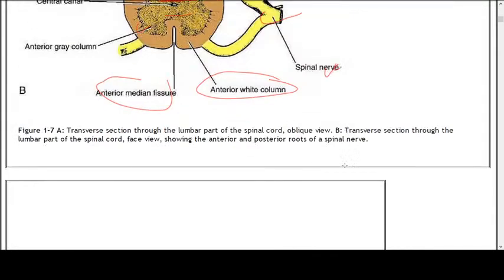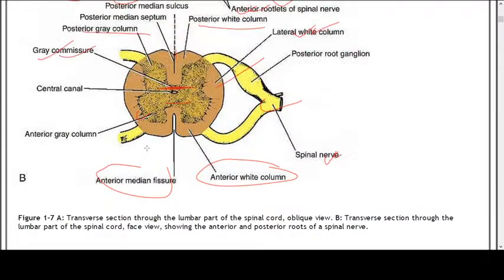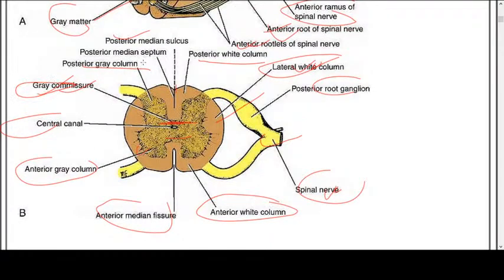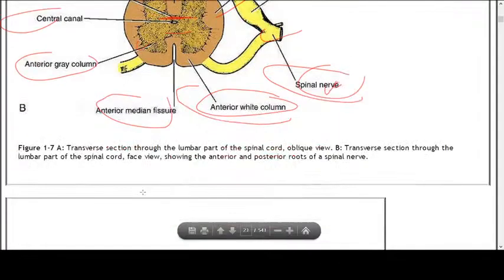So this is the spinal nerve, this is the posterior ganglion, this is the lateral white column, this is the central canal, this is the anterior gray column, this is the gray commissure, this is the posterior gray column, this is the posterior median septum, this is the posterior white column, this is the lateral white column, this is the posterior ganglion, this is the spinal nerve, this is the anterior white column, this is the anterior median fissure.